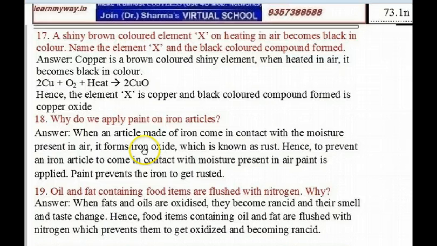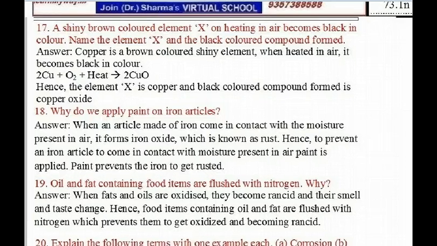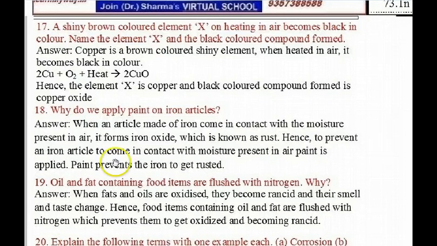Now a very interesting question comes here, which you must have experienced in your day-to-day life also. Here we find: why do we apply paint on iron articles? You must have seen that most of the articles are painted. So when an article made of iron comes in contact with the moisture present in air, it forms iron oxide, as we call it, rust. So rust is formed, iron becomes rusty, or the articles become rusty, as we call such a phenomenon. Hence, to prevent an iron article from coming in contact with moisture present in air, paint is applied.